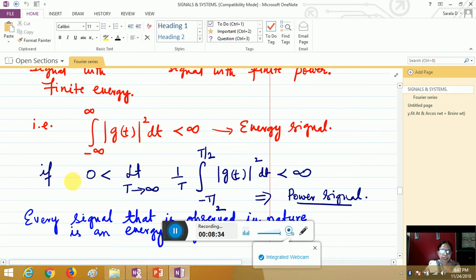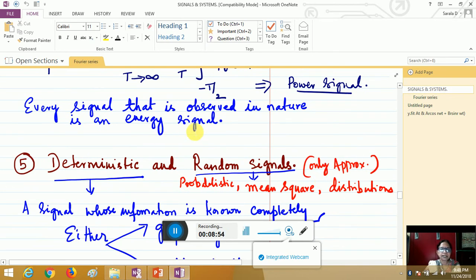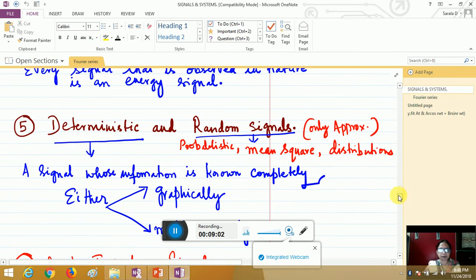So if 0 is less than the limit of this integral, within that interval, the time period being T, that means from minus T by 2 to plus T by 2 as T tends to infinity, the limit of this integral value lies between 0 and infinity, it implies that it is having power, and we call this a power signal. Every signal which is observed in nature is an energy signal. So once it has energy, it also has power.